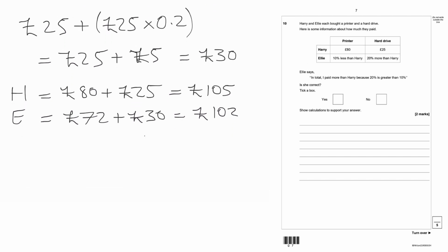So what does this tell us? It tells us that Harry actually paid more than Ellie. So Ellie's statement that she thinks she paid more is in fact incorrect. So is she correct? Absolutely not.